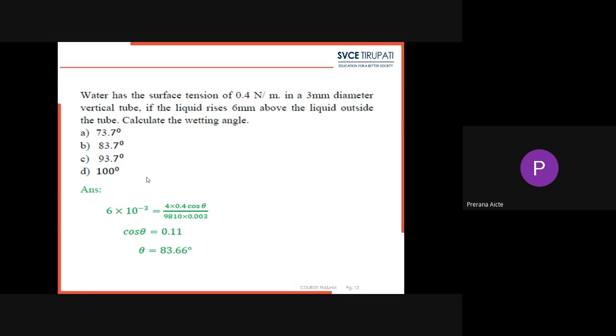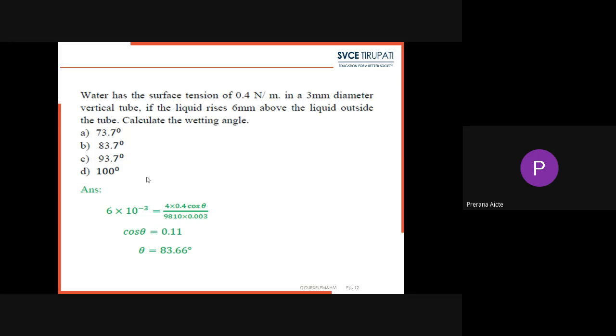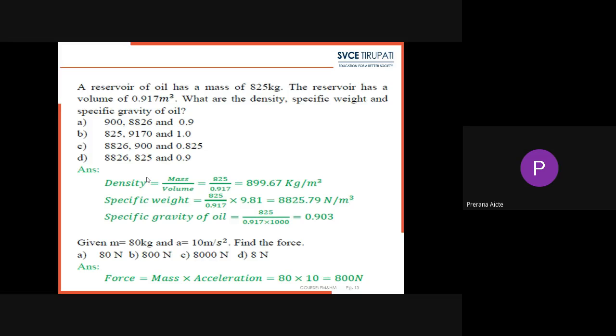So substituting all the values, H is 6 into 10 power minus 3 meters, 4 sigma value 0.4 cos theta by gamma D. Here gamma is 9810 Newton per meter cube and D is given as 3 mm, that is 0.003 meters. So substituting all the values and simplifying, we get theta as 83 degrees 66 minutes.